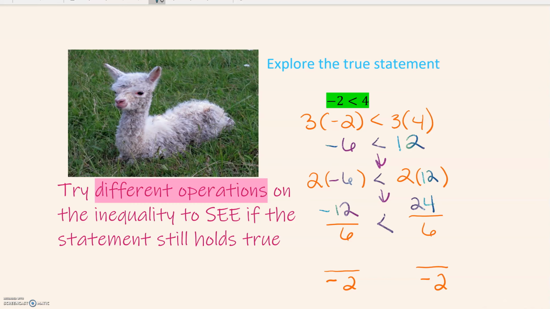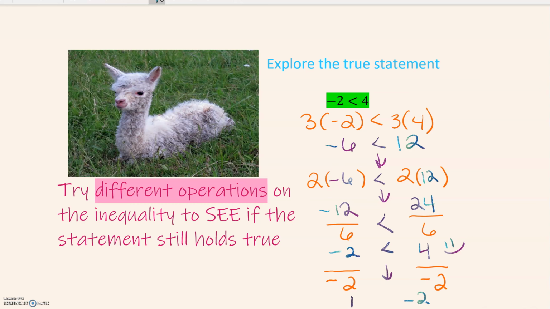I'm going to continue to put this symbol here, and we're going to see if this is true. -12 divided by 6 is -2. 24 divided by 6 is 4. We're going to have that less than statement there. This is still true. And now we're going to experiment, and we're going to divide by a negative. So -2 divided by -2 is a 1.